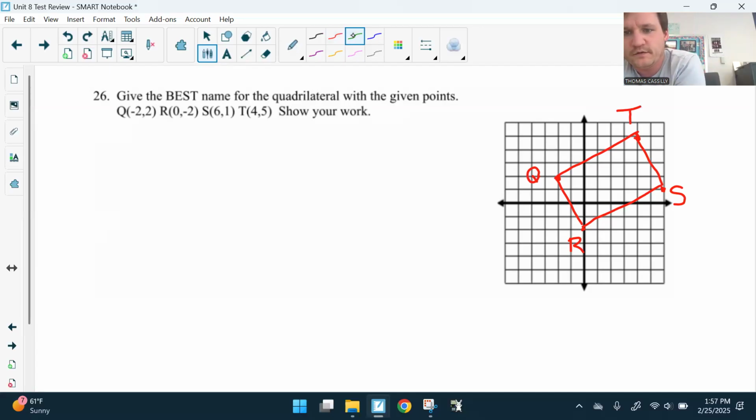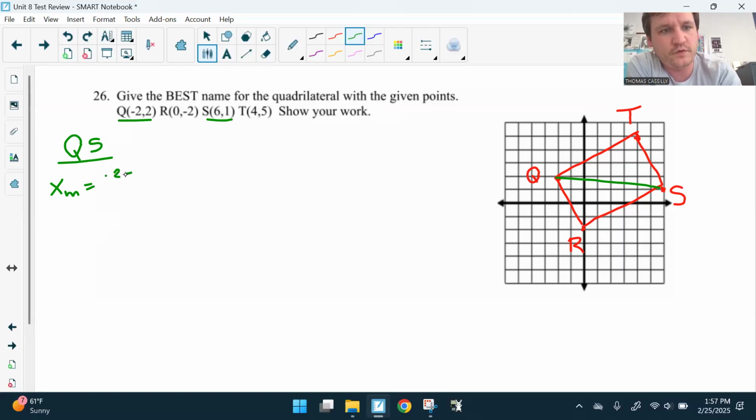I'm going to find QS. So this is going to be a longer video. For QS, I got the X midpoint is equal to, I'm going to go a little bit faster on this one, negative 2 plus 6 divided by 2, which is going to give us a 2. The Y midpoint is going to equal 2 plus 1 divided by 2, which gives us 1.5. So that midpoint is 2, 1.5.